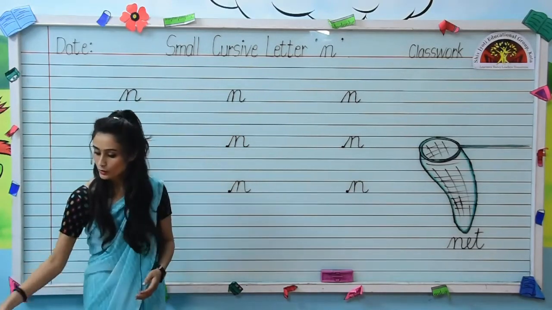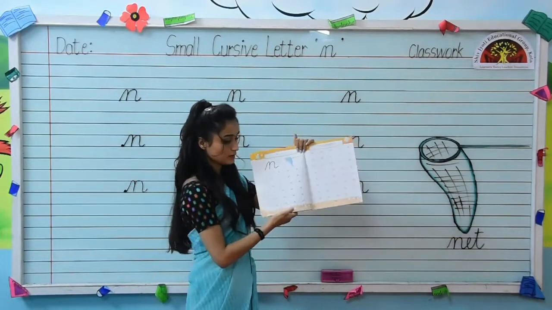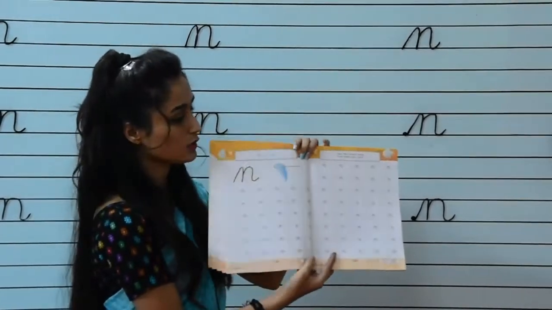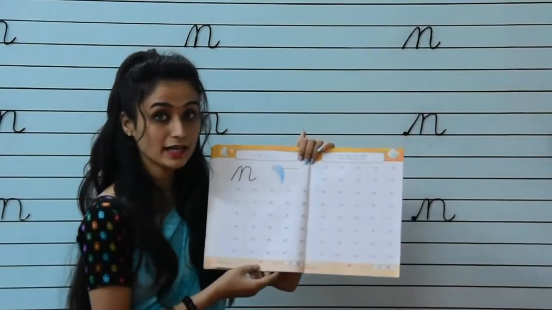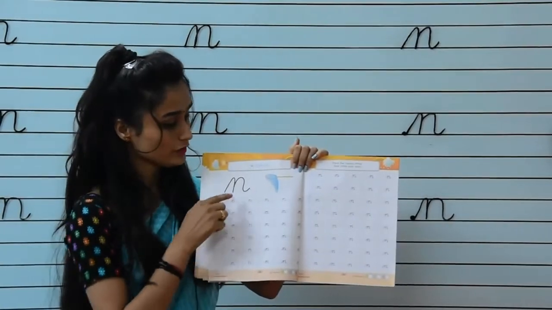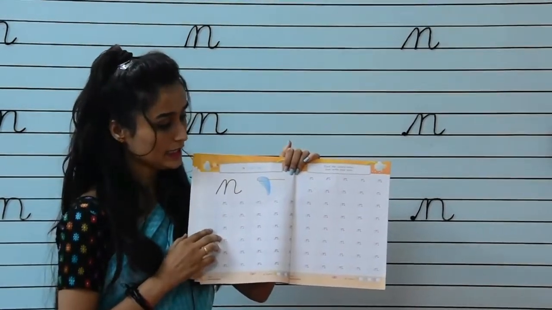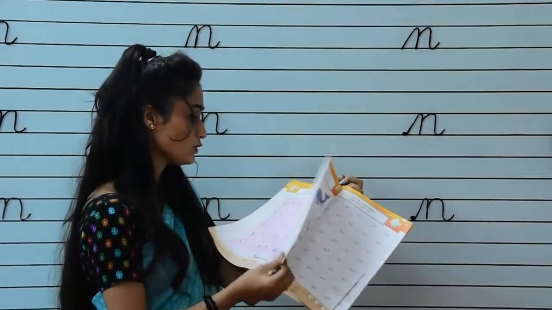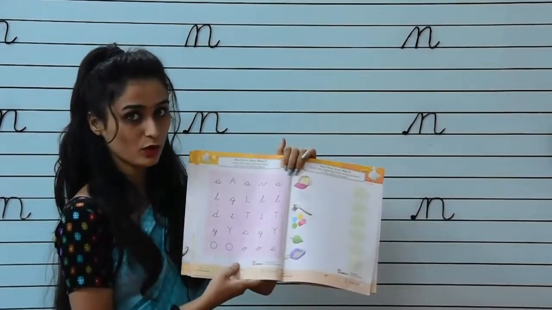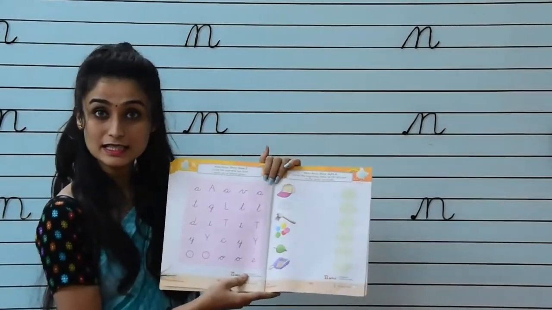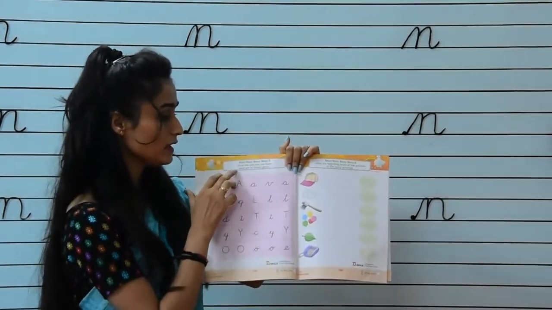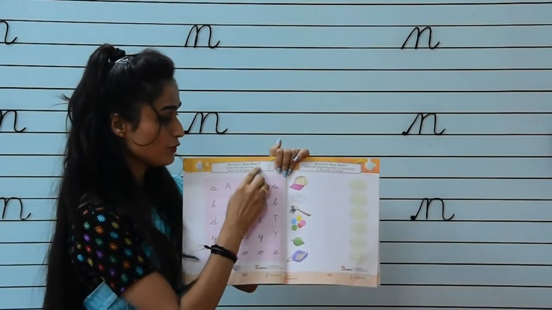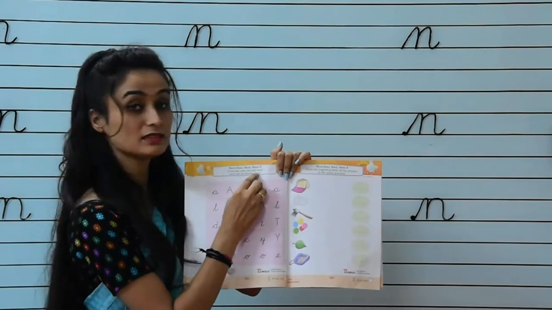Okay kids? On your page number 38 and 39 of your preset book. On page number 38 you have to do tracing of small cursive letter N. On page number 39 also. And kids, you also have to do your page number 34 and 35. So let's see on page number 34 what is given. On page number 34, circle the odd one out from each set of letters given.